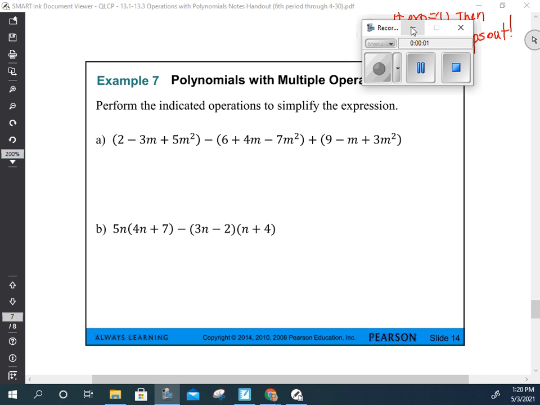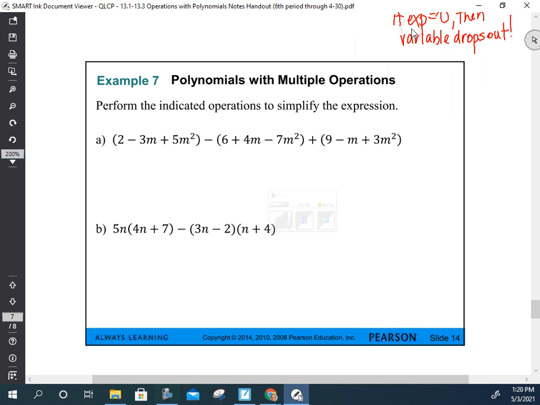This section is on adding, subtracting, multiplying, and dividing polynomials. So we've done each of these separately: adding, subtracting, multiplying, and dividing. The last few examples deal with multiple operations, as well as finding perimeter and area involving rectangles and triangles.